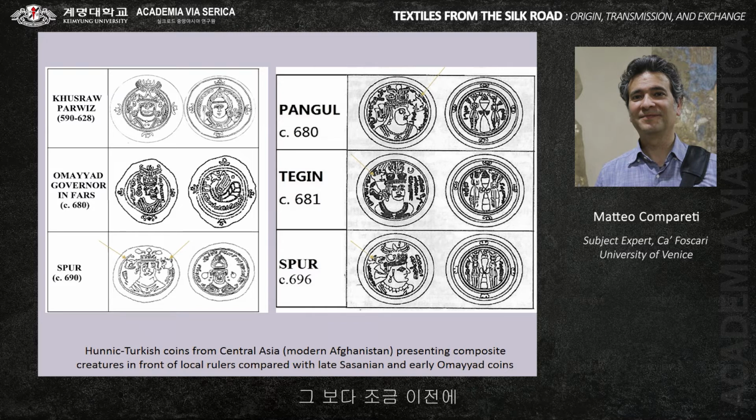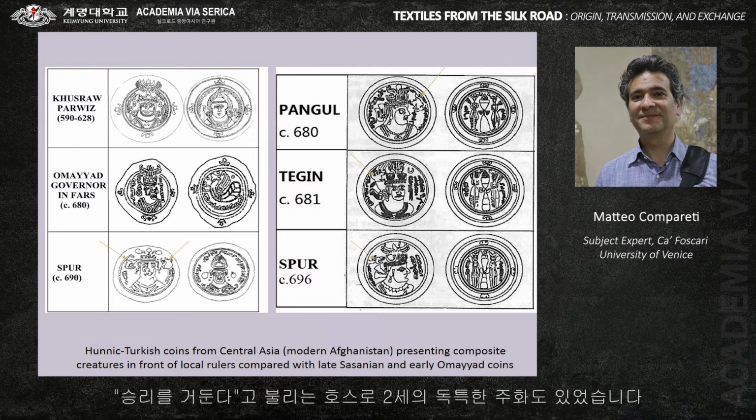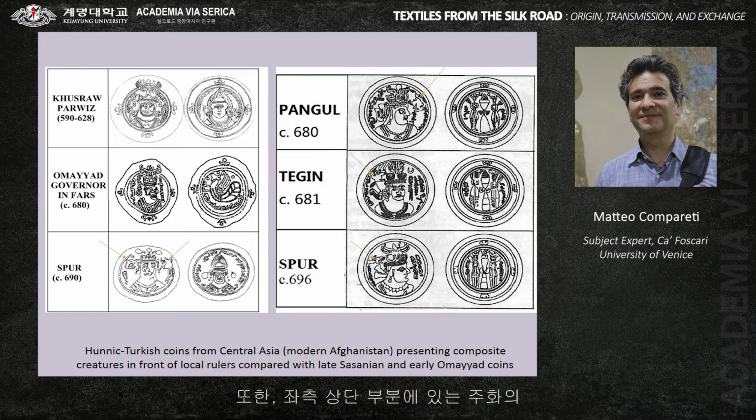A little bit earlier, we have some coins that I have presented in this slide, together with some unusual coins of Khosrow II, called Parvez, victorious. And we have this coin in the upper part on the left, which presents on one side the king with this huge crown with wings, long hair and beard, and on the other side the deity, probably, with these flames around his head.